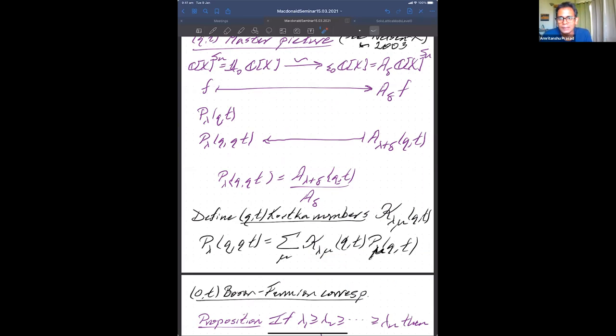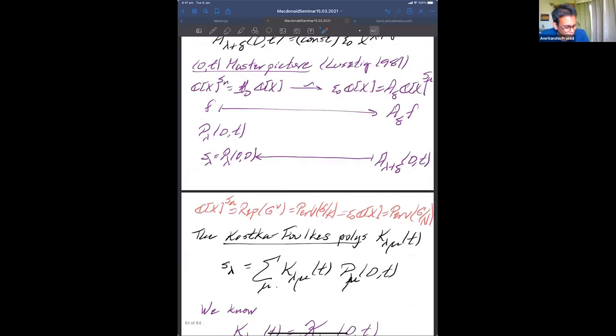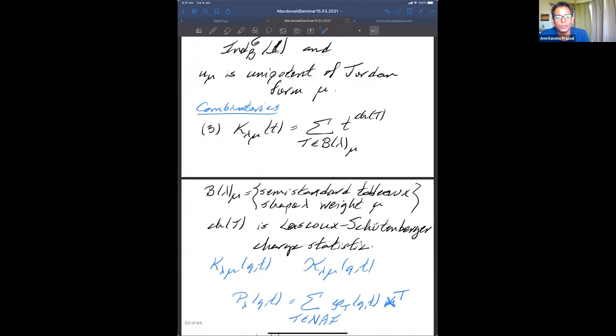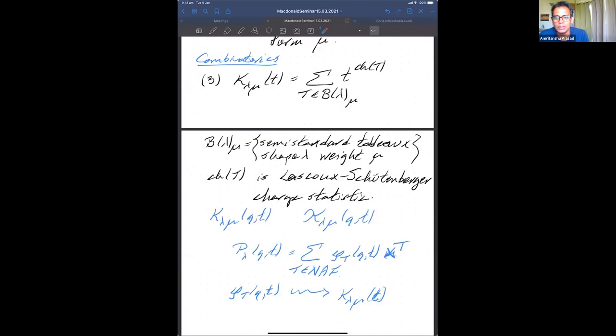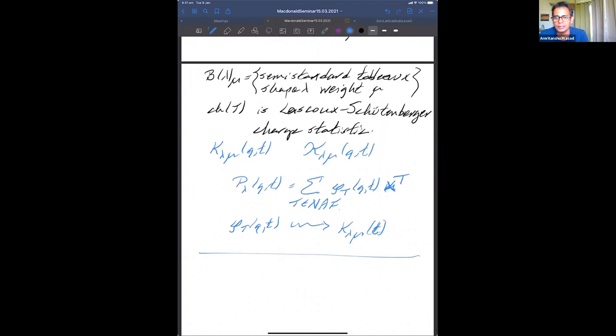Okay. Thanks. May I ask a question? Yes, of course, please ask. In the classical case, Kostka numbers appear in two situations. One is when you expand the Schur function in terms of monomials, and the other is when you expand the elementary or complete symmetric functions in terms of Schur functions. So is there something like that also for Macdonald polynomials?